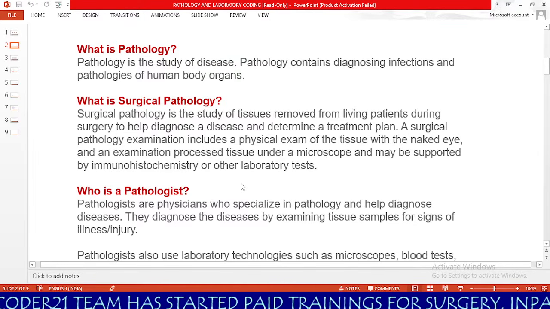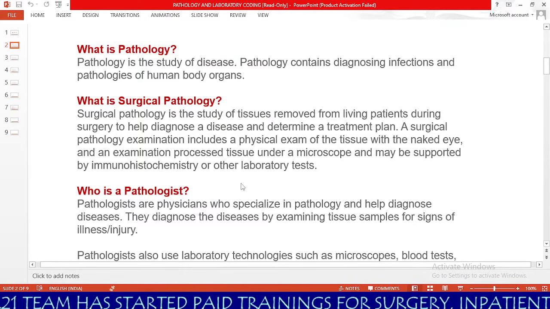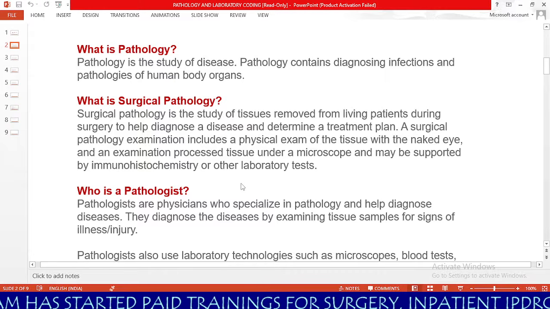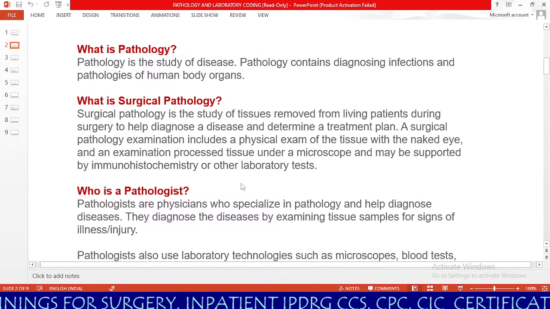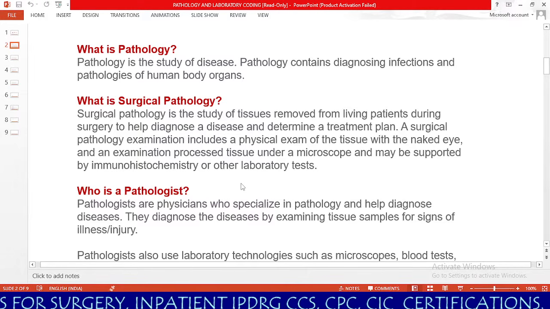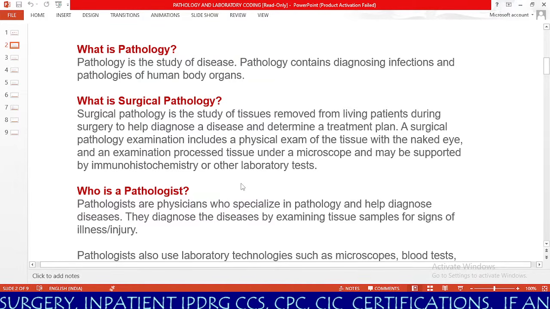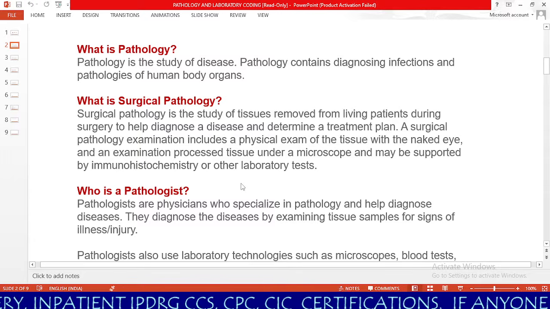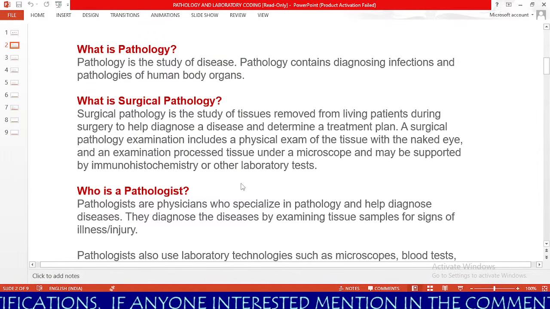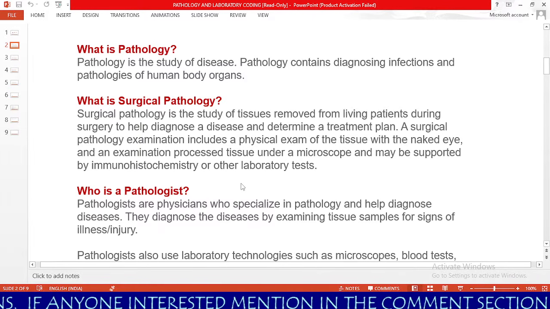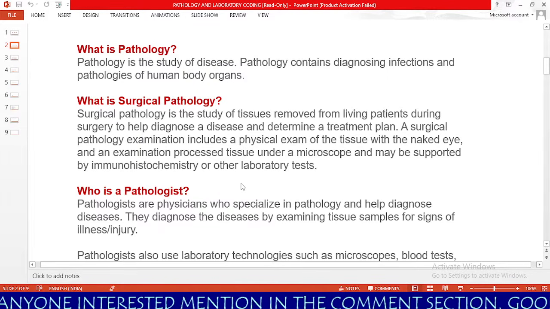So what is included in surgical pathology? Whenever a physician sends an excised sample to pathology, this pathology examination includes a physical exam with the naked eye, and they also use a microscope in order to perform the complete examination of the tissue, and they also perform other types of laboratory tests.